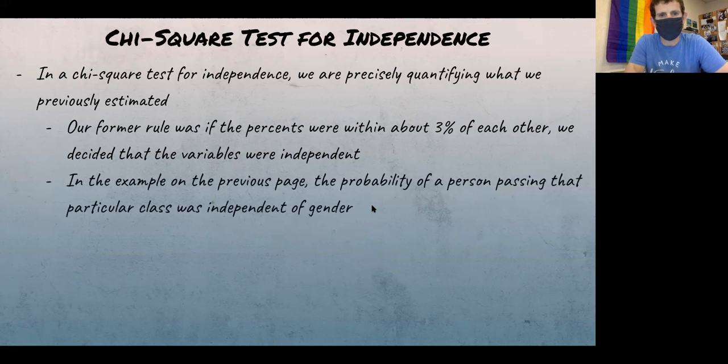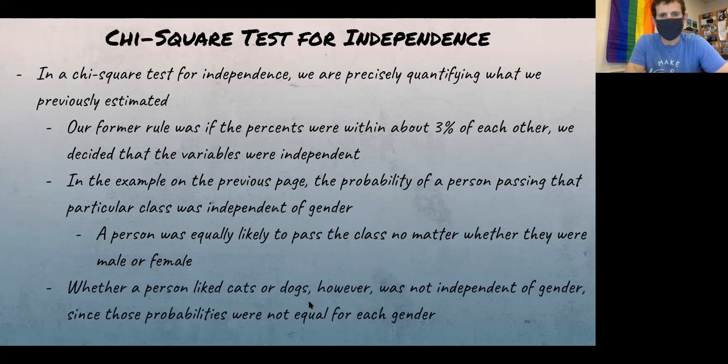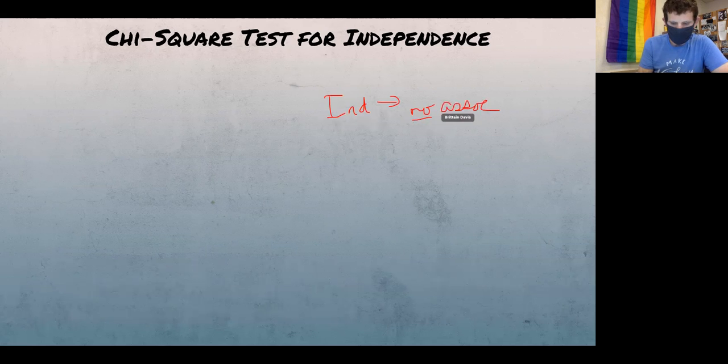Okay. So we saw that the probability of passing a particular class was independent of gender. They were equally likely to pass no matter whether they were male or female. Whether a person liked cats or dogs was not independent of gender, since those probabilities were not equal. And remember, the opposite of independent is not independent. We don't say they are dependent. We just say they are not independent. If they are independent, because this is going to come into play, then there is no association. If they are not independent, then there is an association.